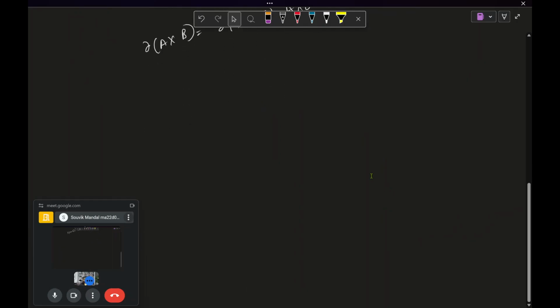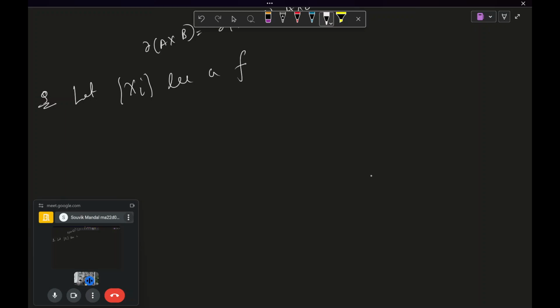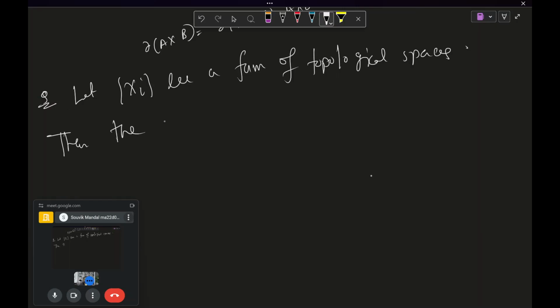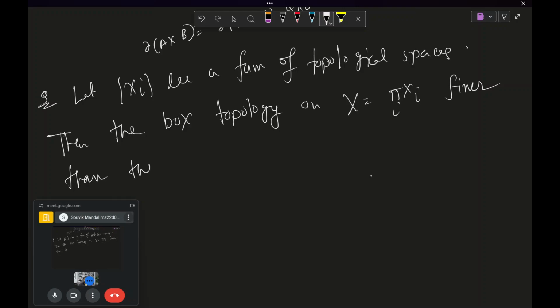The next problem is the following. Let X_i be a family of spaces. Then the box topology on X equal to the product over X_i is finer than the product topology on X. So what does this mean?